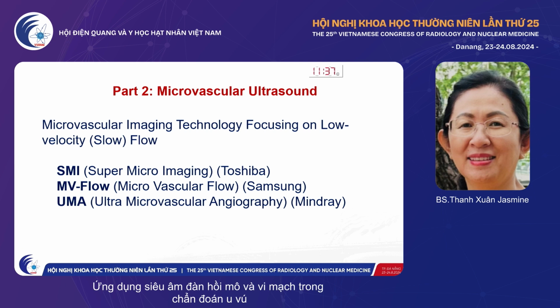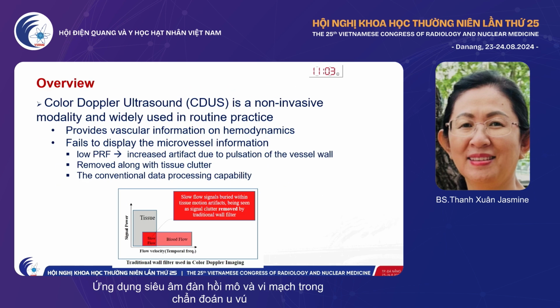Microvascular imaging technology is a technique focused on low velocity flow. There are many names for this technique depending on the machine manufacturer. For example, you can see SMI, super micro imaging from Toshiba, or MV flow, microvascular flow from Samsung, or UMA, ultra microvascular angiography from Mindray company.